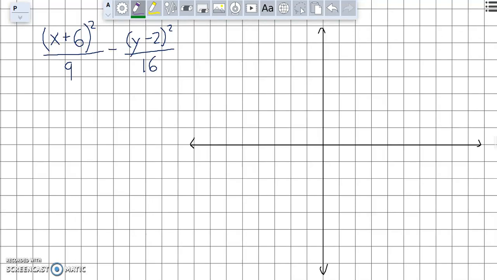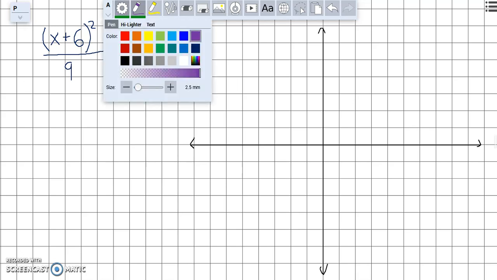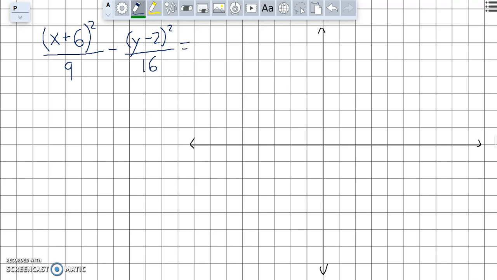Graphing a hyperbola in standard form is not bad. This is in standard form: something squared over something minus something squared over something equals 1. Standard form. It's not bad.